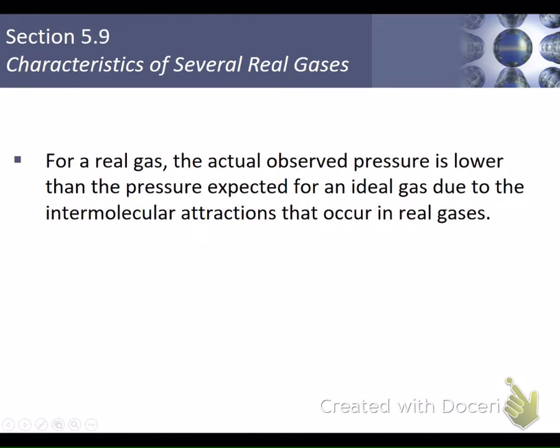For real gases, the actual observed pressure is always going to be lower than what you expected. If you look at a pressure gauge for a real gas, it will always be smaller than what you would predict at that particular temperature. And again, that's because of the IMFs that we really can never control.